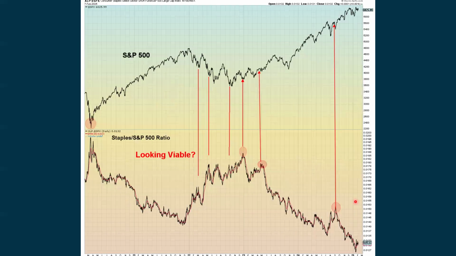And we look at a ratio between staples and the S&P. Staples are more defensive. They outperform when the market's going down, like we saw back in 2022. But when this is going down like it is now, and for the most part it's been going down, that means the S&P is outperforming. But we've been just chopping around lately, so I haven't been showing this video.